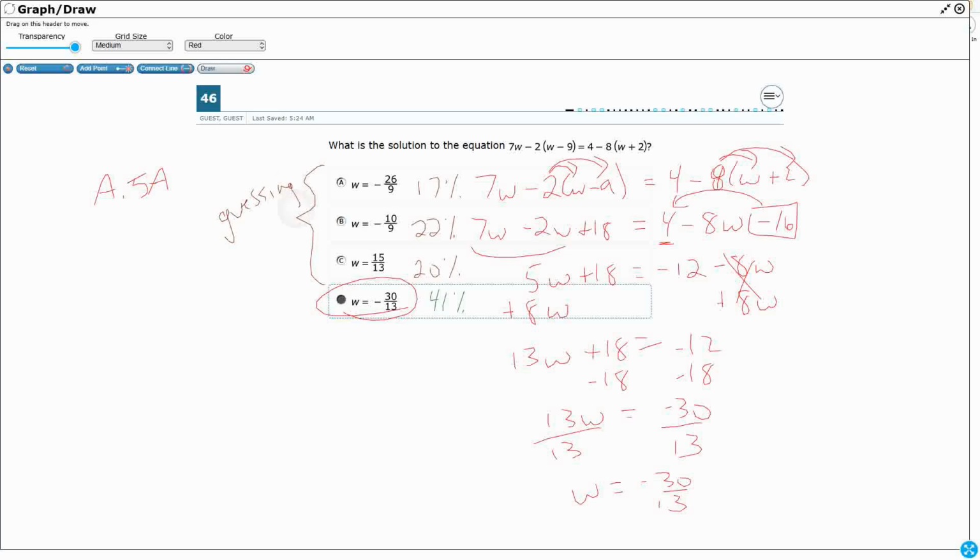And there's probably a fair number of students within that 41% on D who also guessed and got it correct as well. So this was tied for our 13th most difficult item on the test, one in which we really need to spend a lot of practice distributing before we isolate the variable and solve.